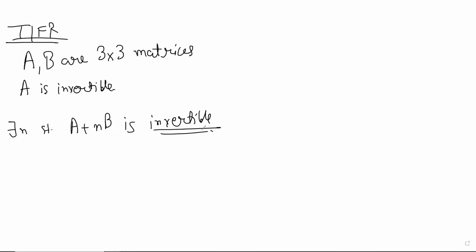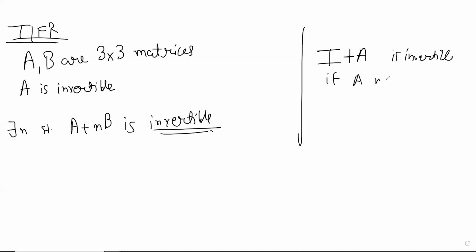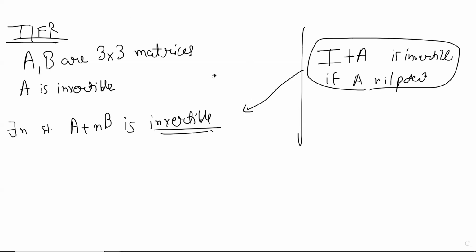So what is happening? You have something which is an integer and something which is not. Do you remember, once we did a question that this is invertible, if A is nilpotent? So you can use something like that.